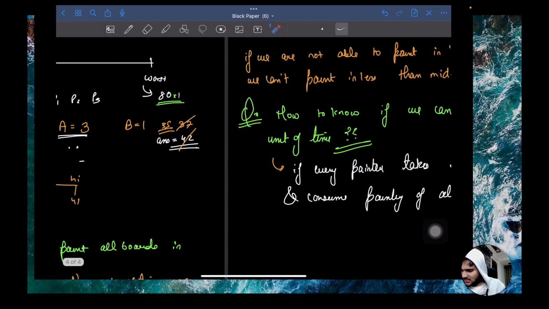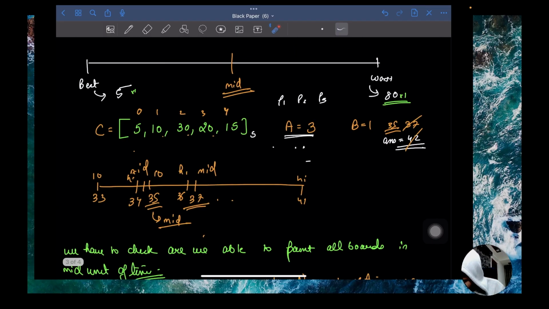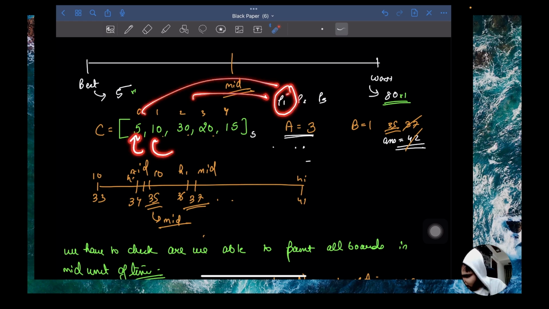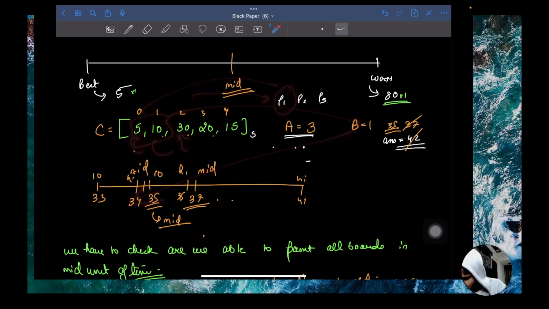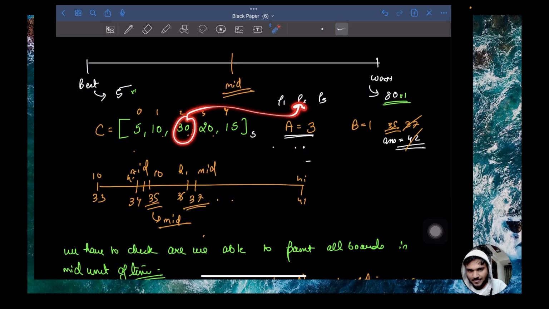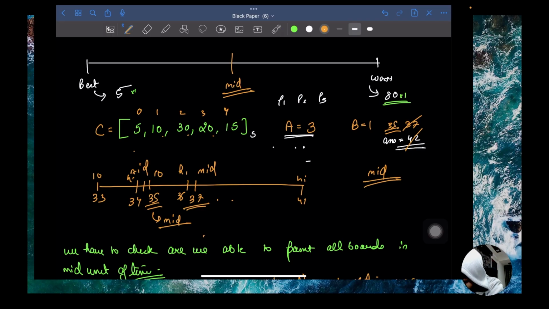So all you have to do is keep on allocating. Start with the first painter. Keep on allocating the current board to the current painter, next board to the current painter, till the total time into B is less than or equal to mid. The moment it shoots up more than the mid, you have to allocate this to the next painter, right? And if you are able to simulate this for every possible mid value, you have to iterate on the whole array.